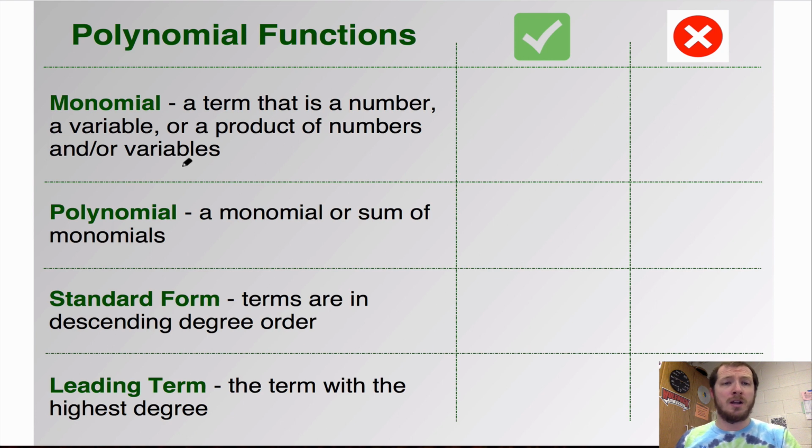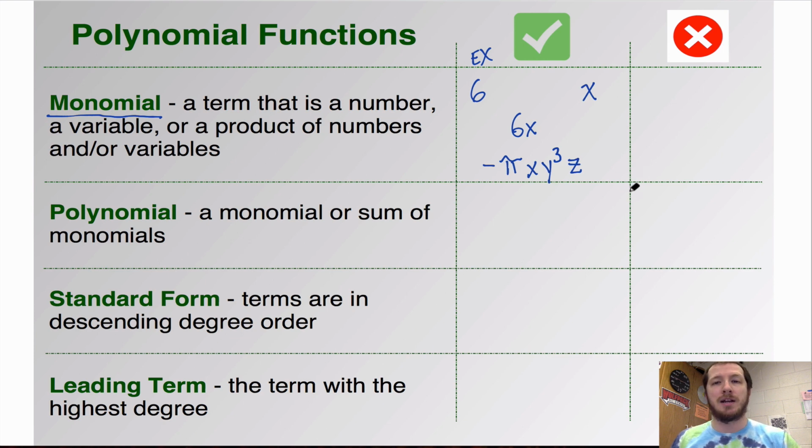Okay, let's start off with a monomial. A monomial is a term that is a number, a variable, or a product of numbers and variables. Some examples: the number 6, the variable x, or the product of those two, 6x. Or we can make it more complicated. We can say negative pi x y cubed z, and all that is still just a monomial.